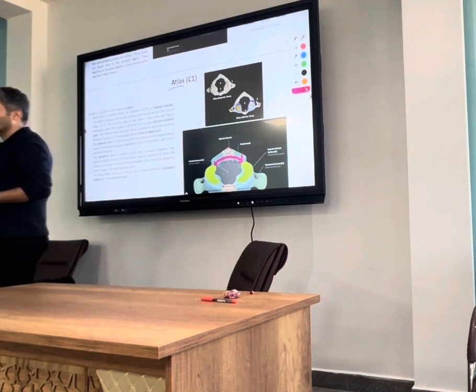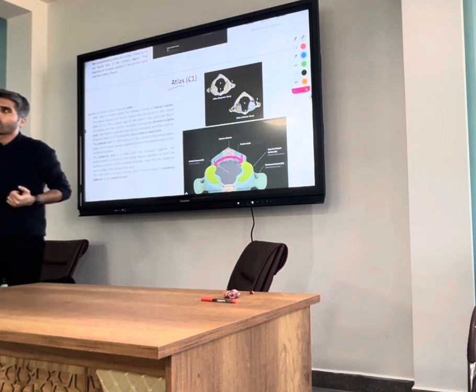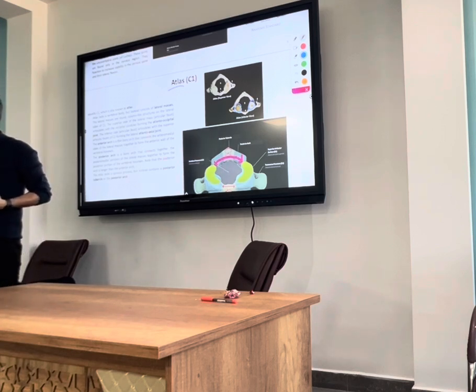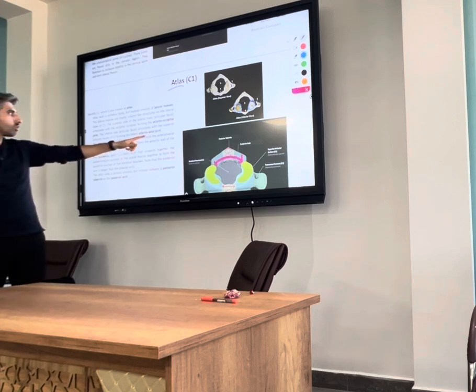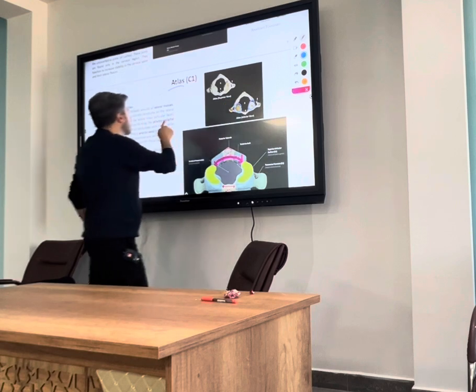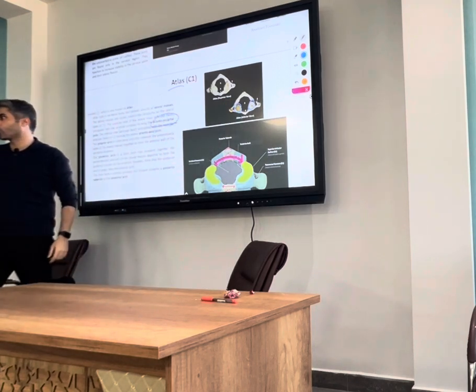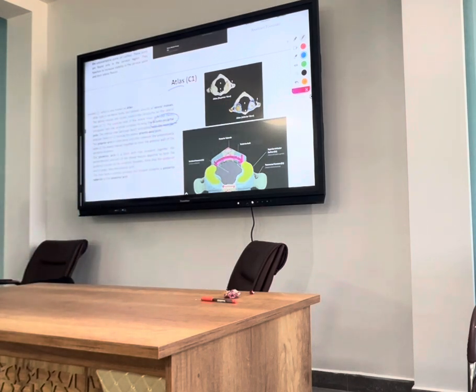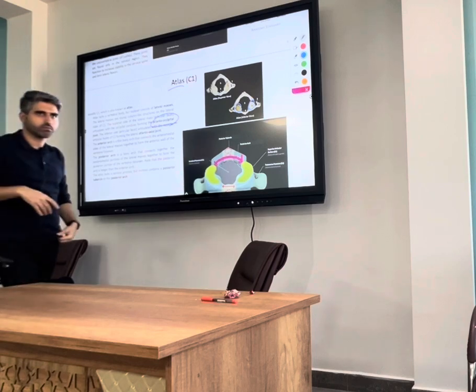And the name of the joint is atlanto-occipital, because it's between atlas and occipital bone. Atlanto-occipital joint. Atlantoaxial is between C1 and C2. I will tell you.